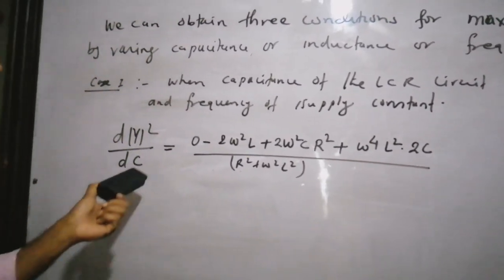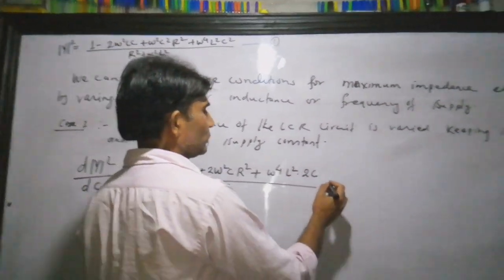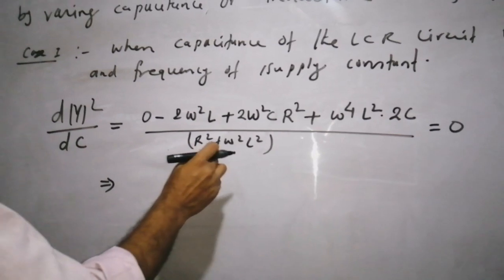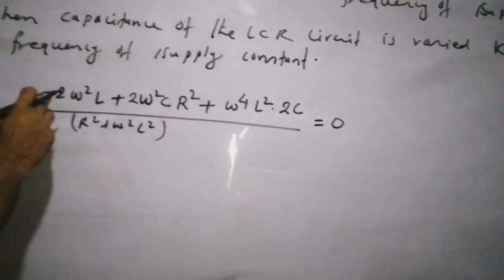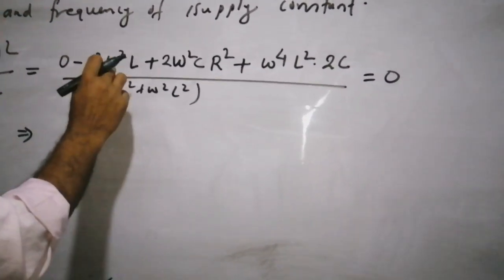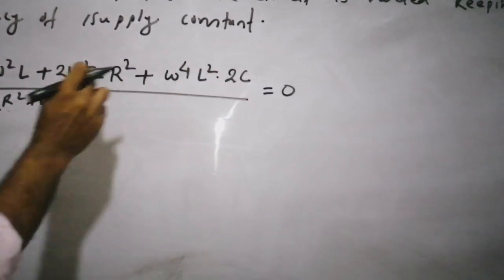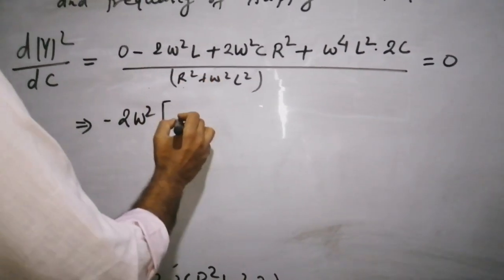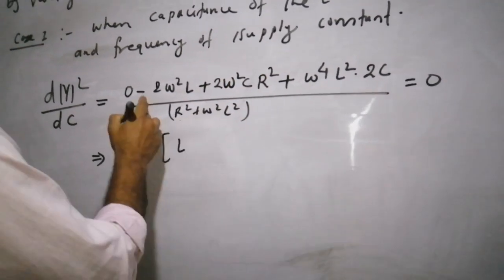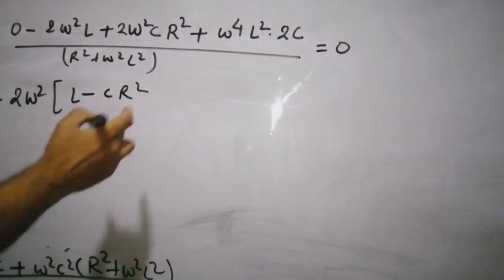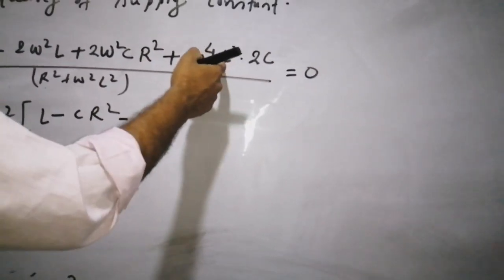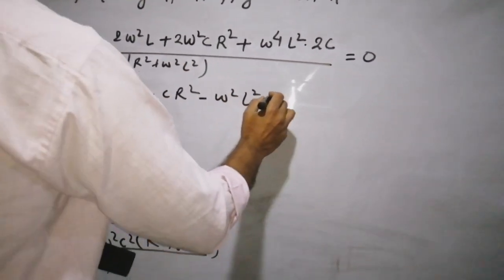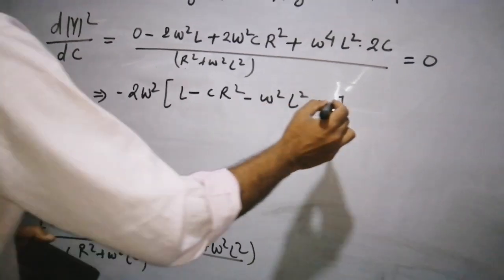Okay, and we know that for maxima or minima of any quantity, we must have the first derivative 0. So this gives us 0. Now let me solve this to get the condition. This goes that side, cross multiplied with the 0. Now we remain with 2 omega square, which is constant and common, so let me take this common out. So minus 2 omega square, I took the common, and what I get is L, and here is the C R square, minus taken common, so this becomes minus C R square omega square left here, and the next term is L square and 2C. C we have not taken common, okay, and so this equals 0.